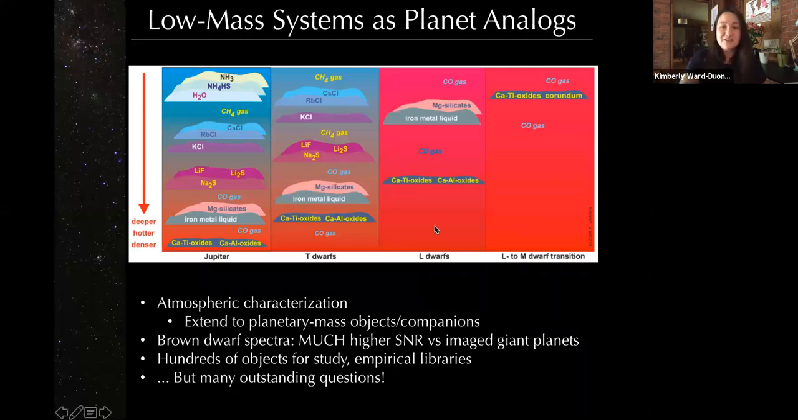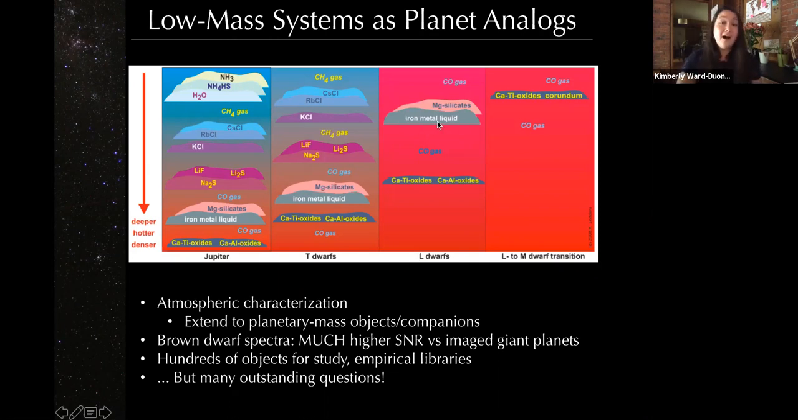So I really like this visualization from Caroline Morley that shows what happens in the atmospheres of these objects as you start from hot temperatures on the right. So an M-type star might have an atmosphere that's mostly CO gas. Maybe it has a few of these dusty metallic oxide species or materials like corundum. As you cool down to cooler and cooler temperatures, these clouds start to sink. You start to form different types of iron metal liquid.